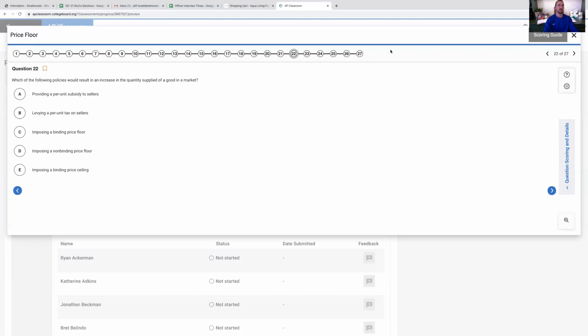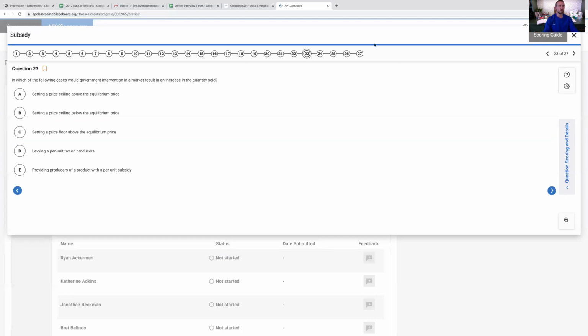An increase in the quantity supplied. Okay, so this is a movement along the supply curve, all right? So your answer for 22 should be C, which is imposing a binding price floor. So this is just changing the price, right? If a price floor is imposed, a binding price floor, remember, for a price floor to be effective, it has to be set above equilibrium. So the government sets the price artificially high, and when that price rises, the quantity supplied rises, and the quantity demanded decreases. Now we have a surplus, right? But the point is that a binding price floor set above equilibrium results in an increase in the quantity supplied. So 22, your answer should be C.